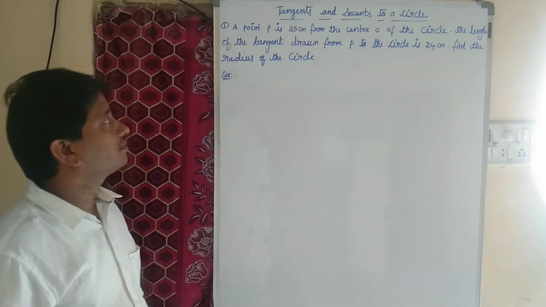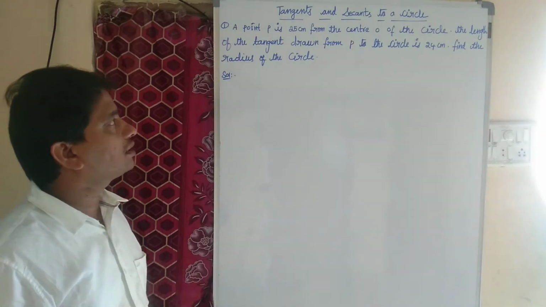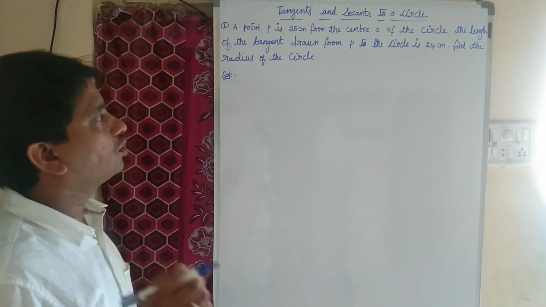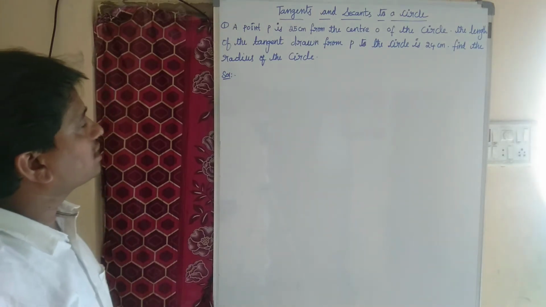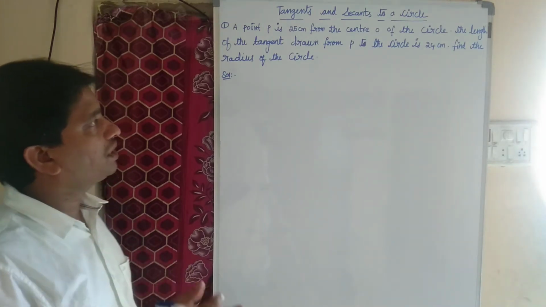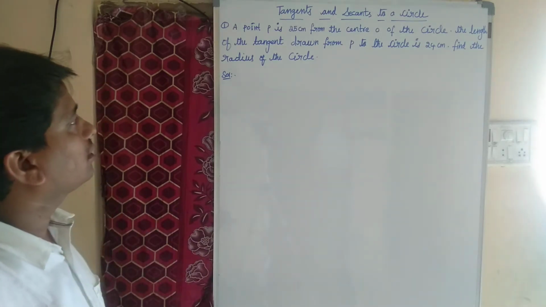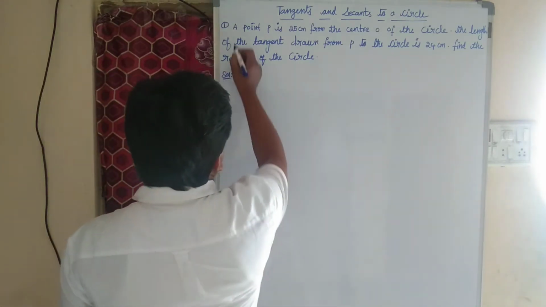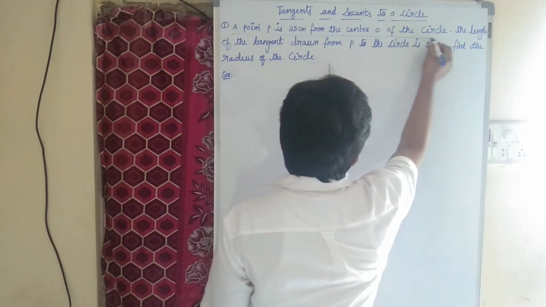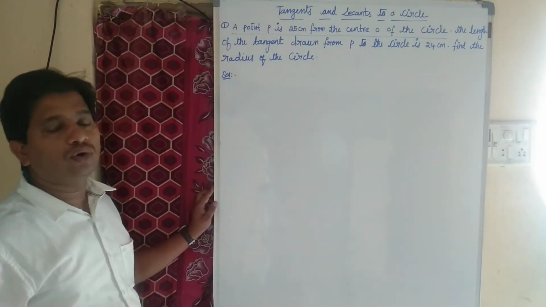Coming to question number 1, a point P is 25 centimeter from the center O of the circle. The length of the tangent drawn from P to the circle is 24 centimeter. Find the radius of the circle. What is given? The first point is a point P is 25 centimeter from the center O of the circle.